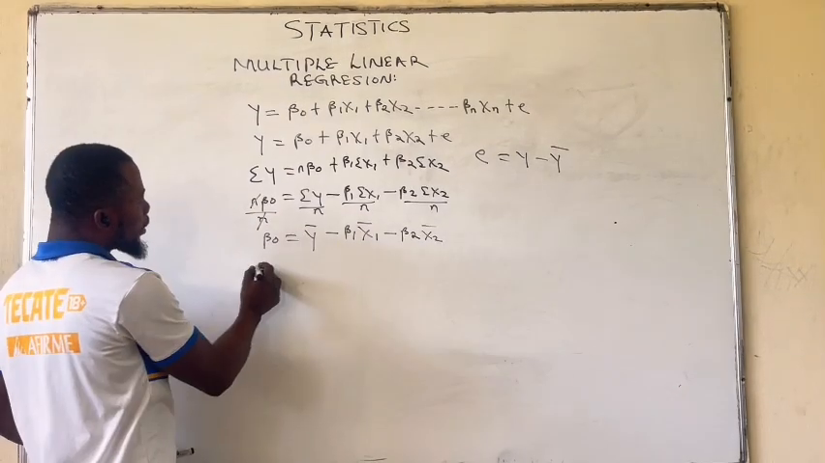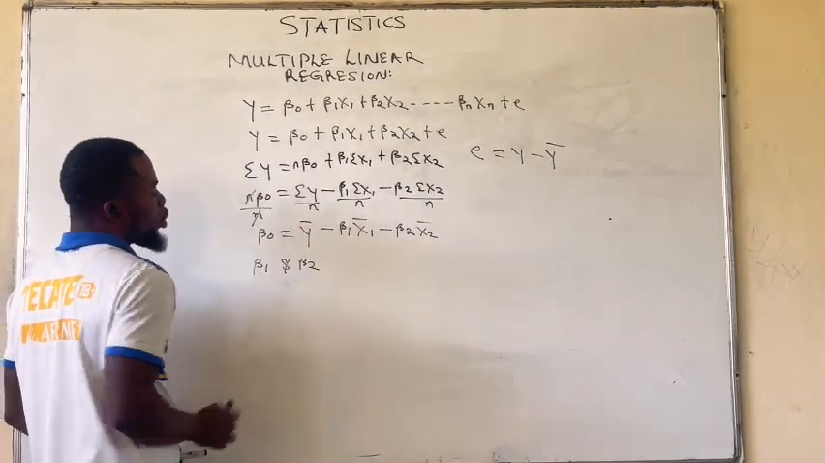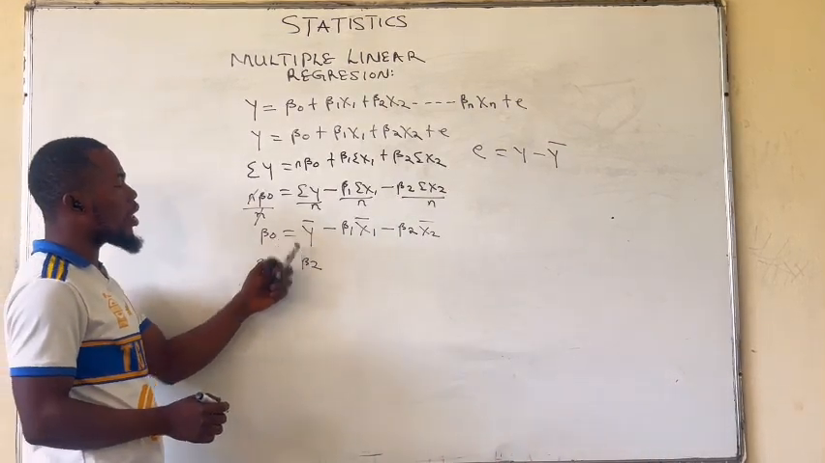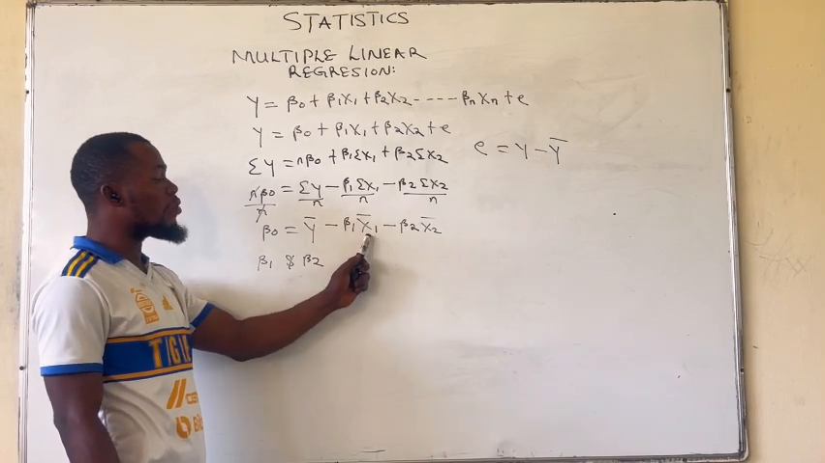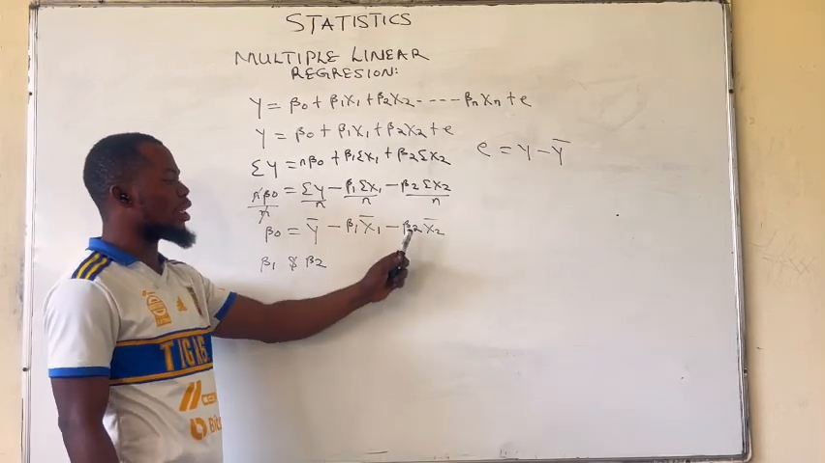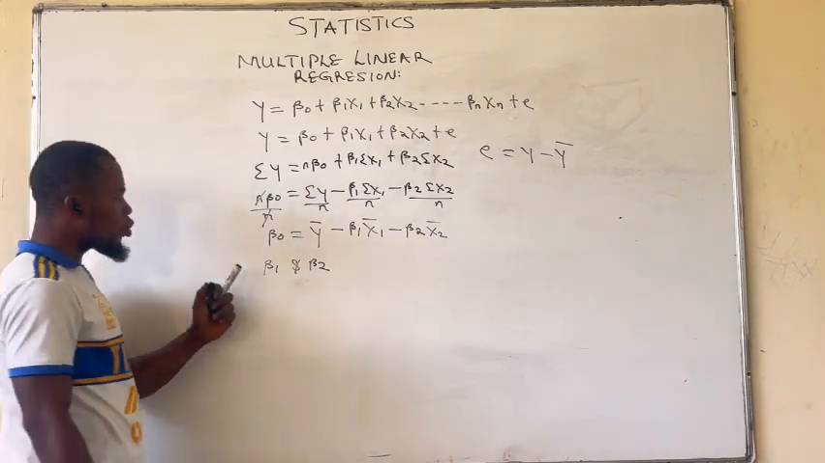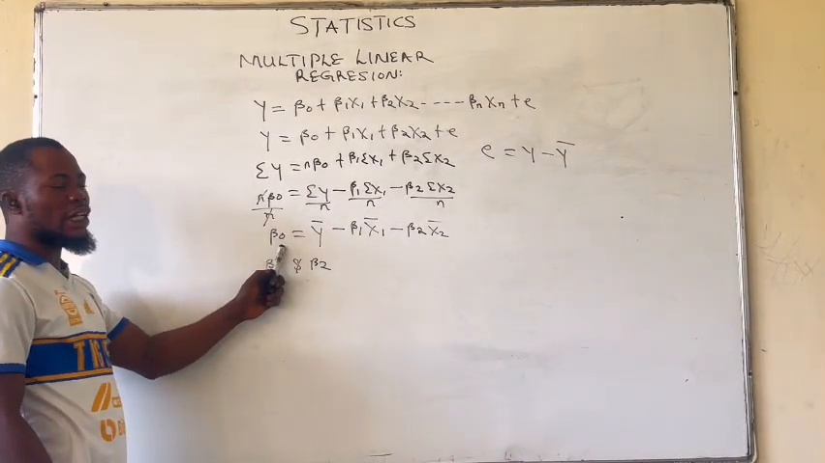Now we need to calculate our beta 1 as well as our beta 2, because our y bar is very easy to calculate. That is the mean of our dependent variable, whereby x1 bar will be the mean of the independent variable 1, and x2 bar is the mean of the independent variable 2. So we need to calculate our beta 1 and our beta 2 first to get our intercept.